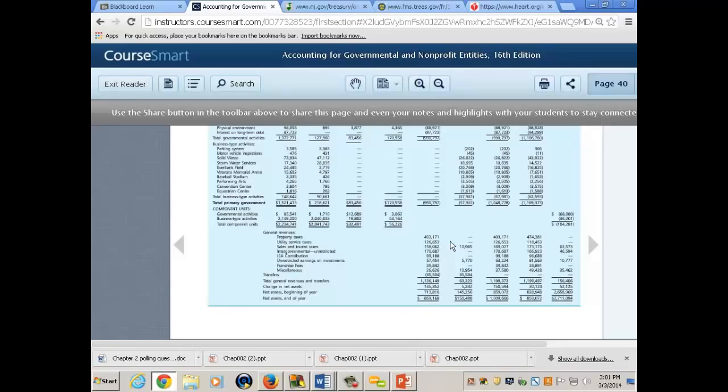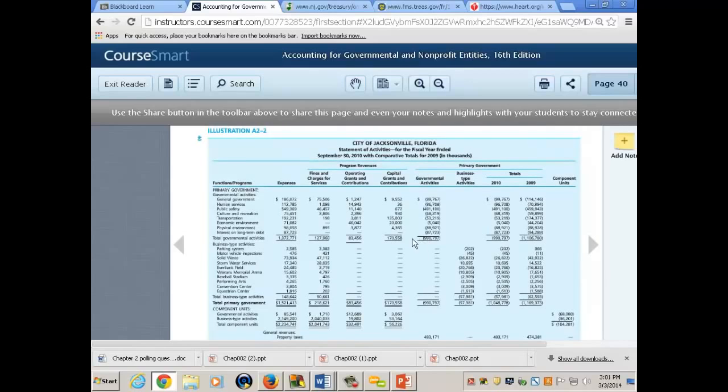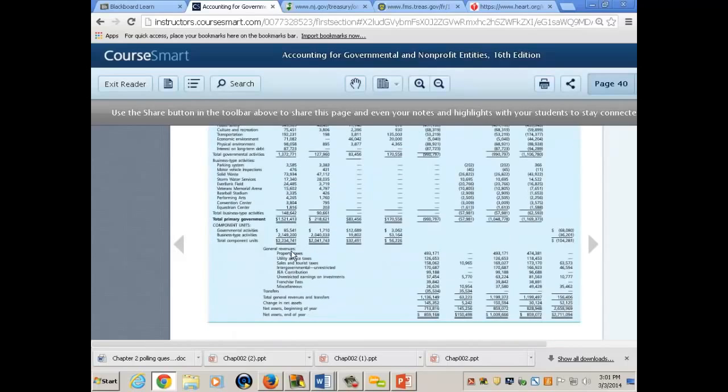So for instance, here, the programs were general government, human services, public safety. These are expenses to that. And these were the revenues we were able to identify for them. But here, property taxes is for everybody. It's for the entire government. And taxes are always general revenues. Okay? Utility service, these are all taxes.